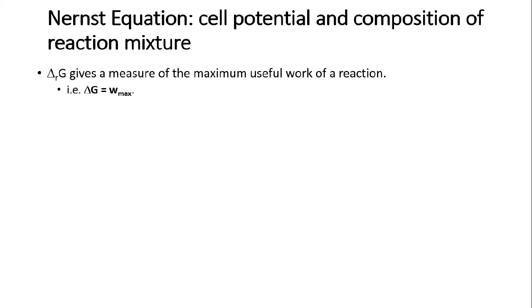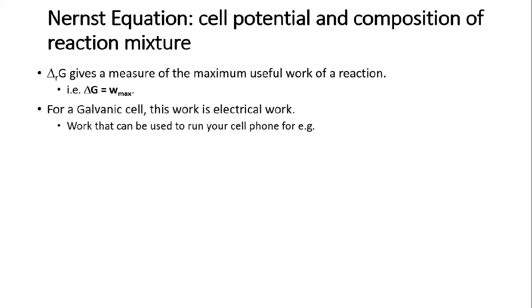Now, so delta G reaction gives a measure of the maximum work of a reaction. Basically, delta G tells you the energy in a system which is freely available to do work, or the maximum work that a system can do. All right, and so delta G is equal to W max, which is maximum work. Now, galvanic cells also do work, but this type of work is electrical work, and we can find a way to figure this out. Now, this work that the galvanic cell does is what we use to operate our cell phones, our laptops, and other handheld electrical devices.